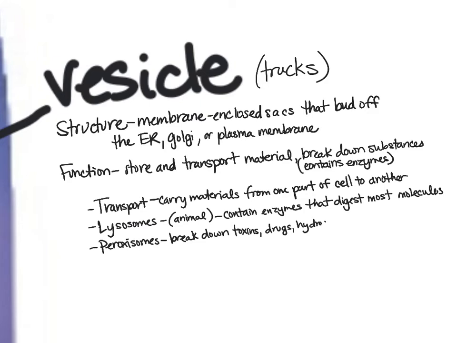Of course, alcohol is mostly due to the smooth endoplasmic reticulum. They help break down hydrogen peroxide, hence the name peroxisomes, and help with free radicals and other items like that.